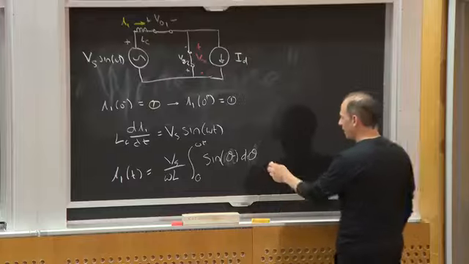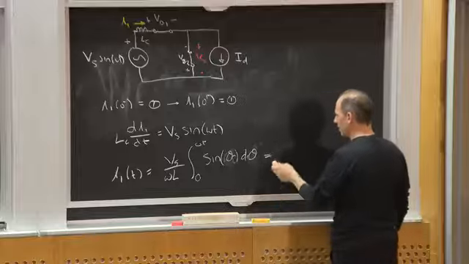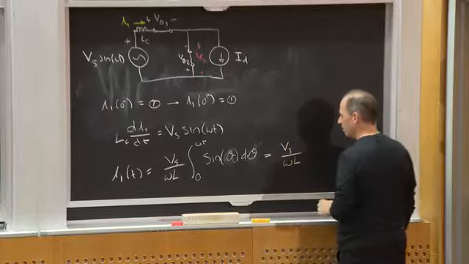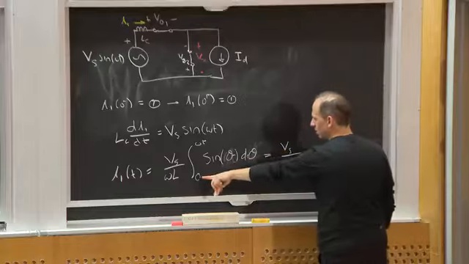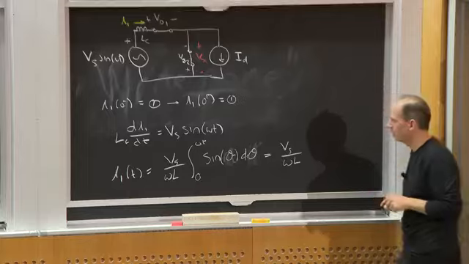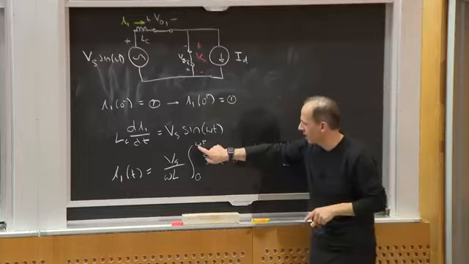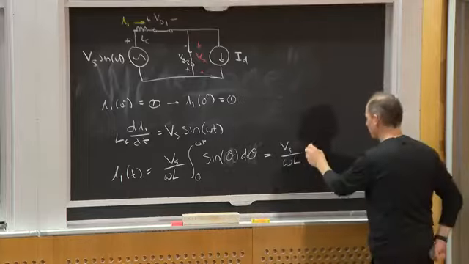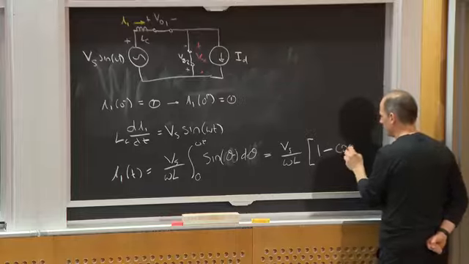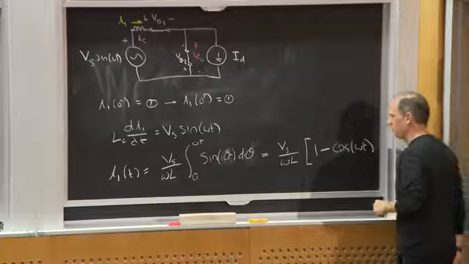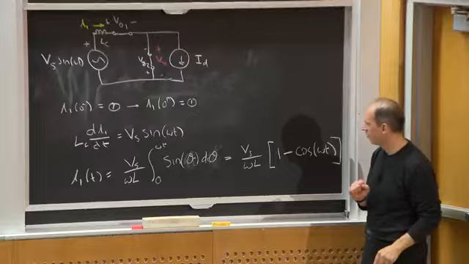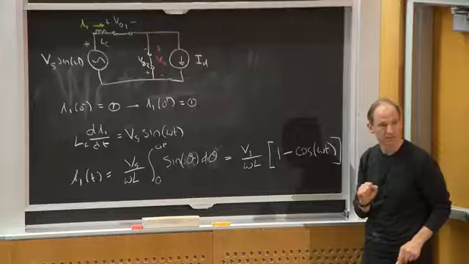So what do I get? I'm going to get Vs over omega L times cosine of 0 minus cosine of omega t. And cosine of 0 is 1, so this just becomes 1 minus cosine of omega t. So now I know what I1 of t, or I1 of omega t, looks like. Does that make sense, everybody?